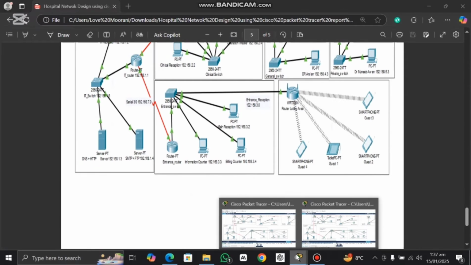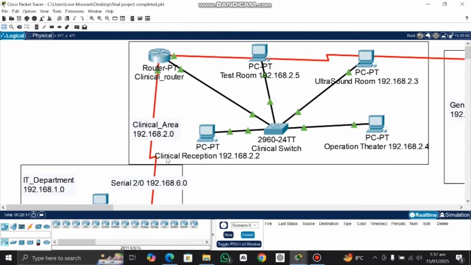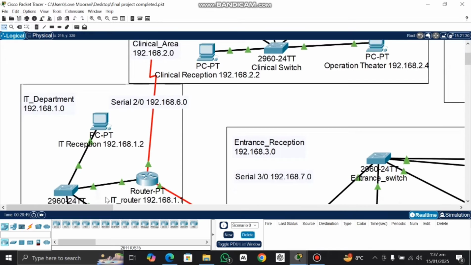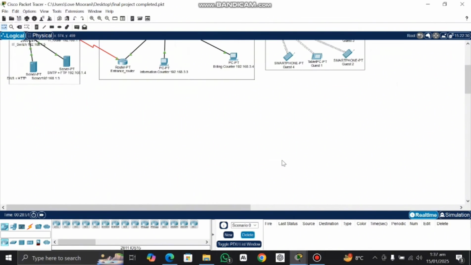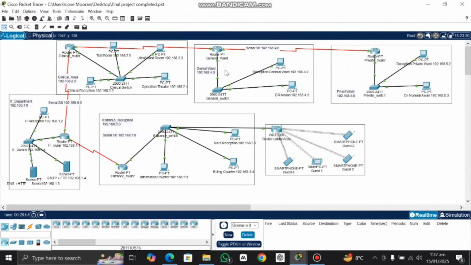Now let's come to the project. Now let's start the implementation. So this is the clinical area, this is the IT department, internals reception, and this is the general ward, and this is the private area, and this is the lobby area. Now if we want to transfer the message from the ultrasound area to this ID, it is successful. If we transfer the message from the general ward to the clinical reception, this is also successful.